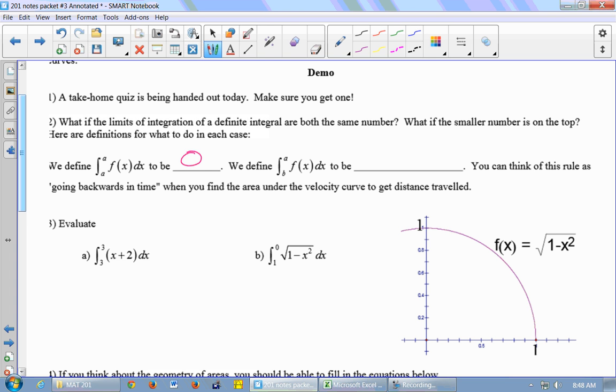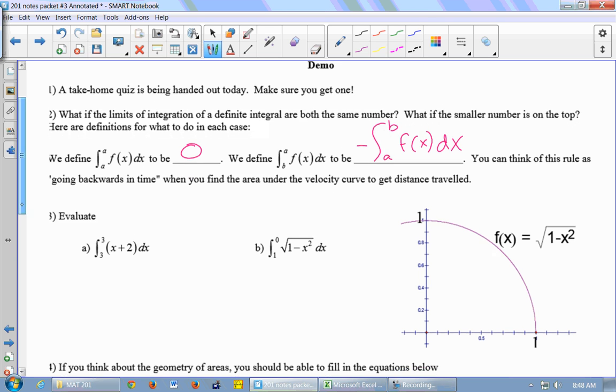We define the integral from B to A, where B is the bigger number, to be the opposite of the integral from A to B. You just put a negative sign in front and switch the limits to make it look normal. You can think of that as like going backwards in time if you're looking at the area under a velocity curve. So it's just negative.